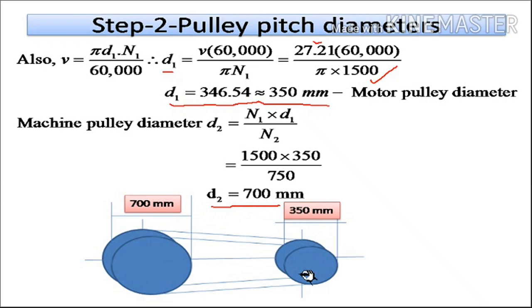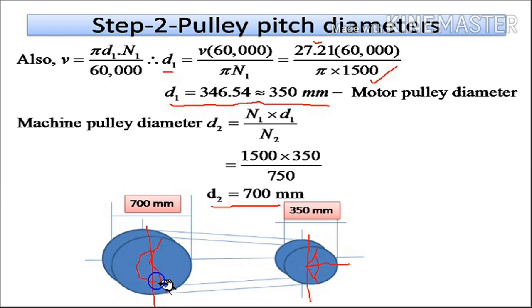Now these pulleys are making contact with the belt, so the angle of wrap, meaning the contact of the belt and the pulley, is larger for the larger pulley and smaller for the smaller pulley. So while finding the tension on the tight side and slack side, we should consider the minimum angle of contact, and that minimum angle of contact will be less for the smaller pulley, while it is more for the larger pulley.